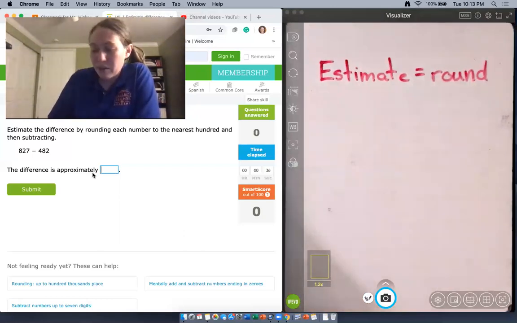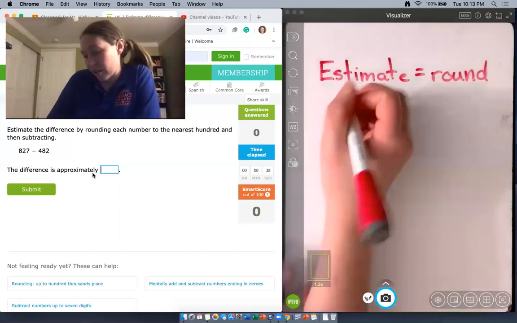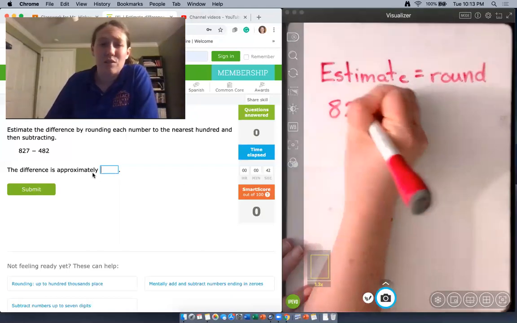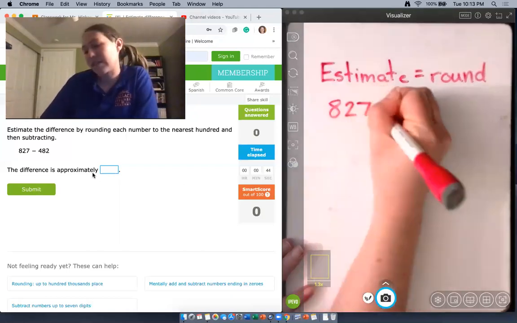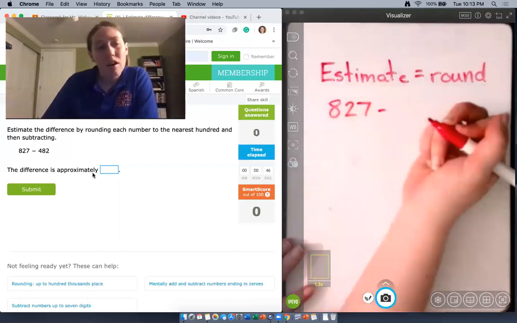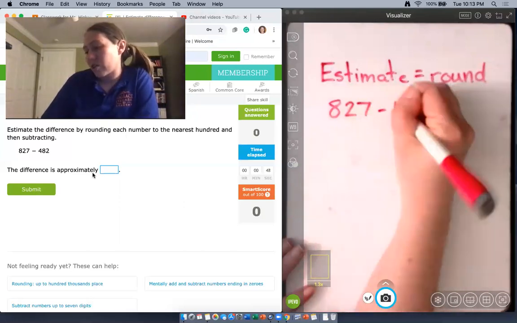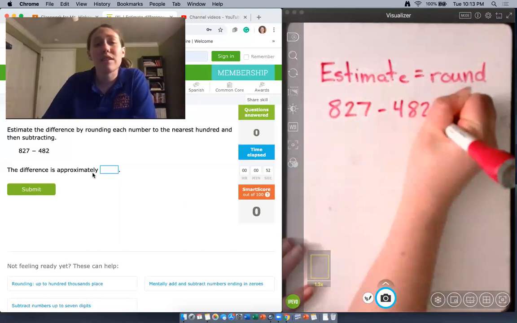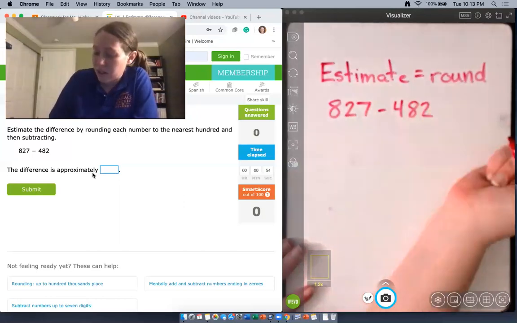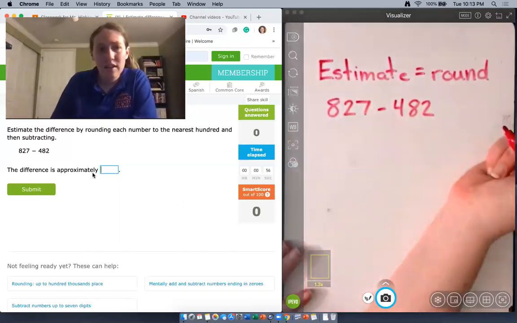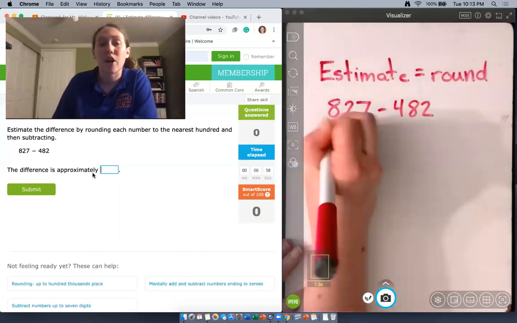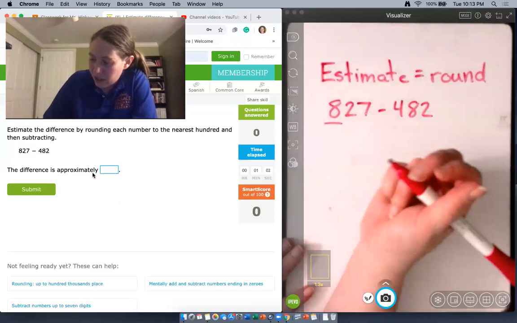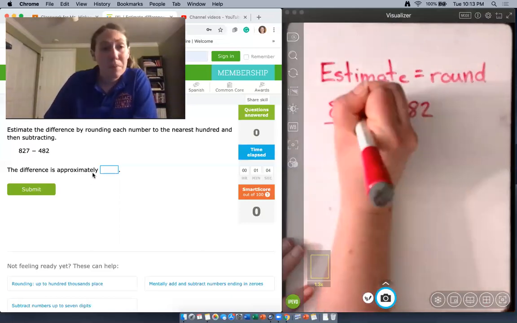So my original numbers are 827 minus, but we already knew that because it told us difference, and difference is the answer when we subtract, 482. Now, it gives us the hint to round to the nearest 100. So when I'm rounding to the 100, I underline the number in the hundreds place. I circle the one to the right. Does 2 make it go up or stay the same?